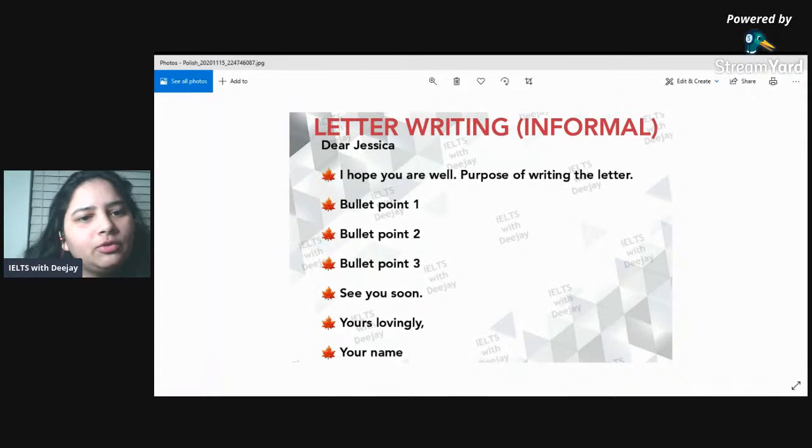After that, the bullet point one will be discussed in the first paragraph, the second paragraph for bullet point two, the third paragraph for bullet point three, and you will end it with "See you soon, yours lovingly," and your name. A very simple way to write. You just need to understand how to start and how to end it. Otherwise there is nothing else you need to learn. You have to discuss the three bullet points in three different paragraphs and follow the starting and ending format in your letters. If you have any doubt, just let me know.